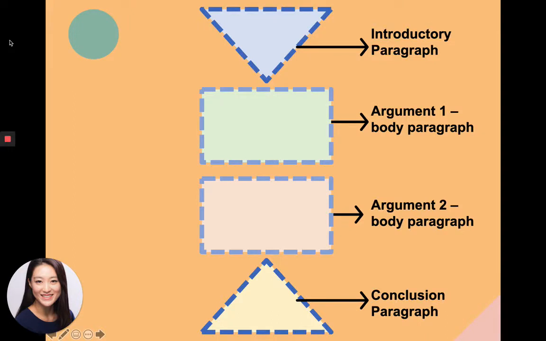Your argumentative essay should be 4 paragraphs. We have the intro, argument 1, argument 2, and conclusion paragraph. In this video, we're focusing on the body paragraphs, argument 1 and argument 2.